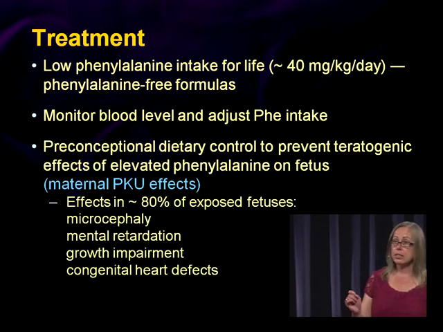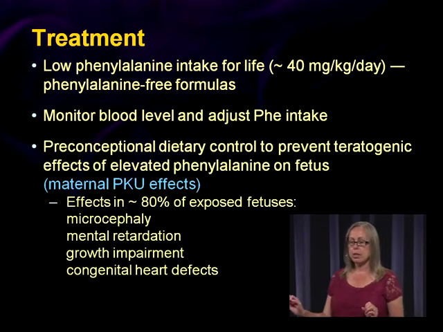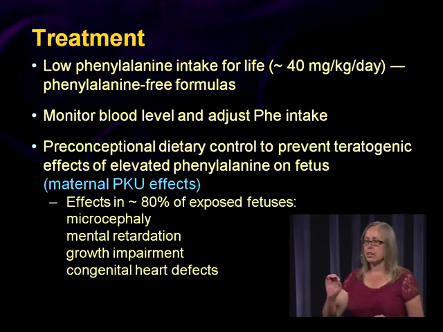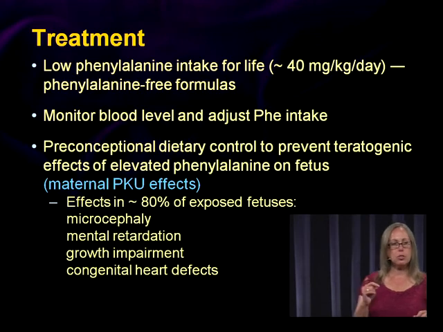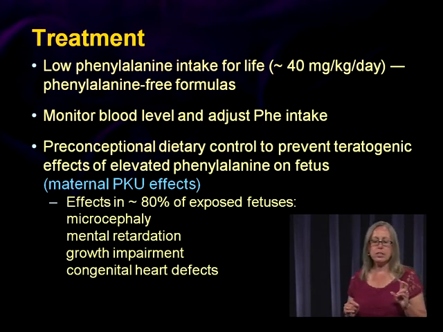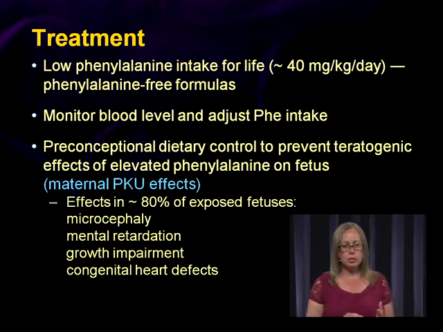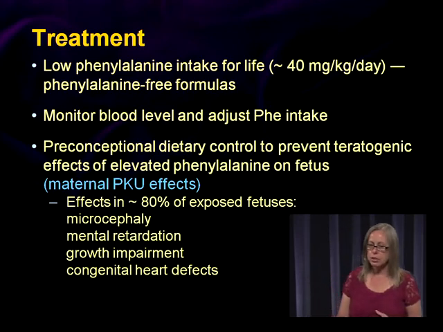And again, back to this whole idea about birth defects, we need people on preconception dietary control. We actually need them to have a lower Phe level if they're planning on getting pregnant, because the placenta will concentrate the Phe about 2.5 times what the mom's blood level is. And so we see effects in about 80% of exposed fetuses, and that includes a small head, mental retardation, growth impairment, and congenital heart defects.